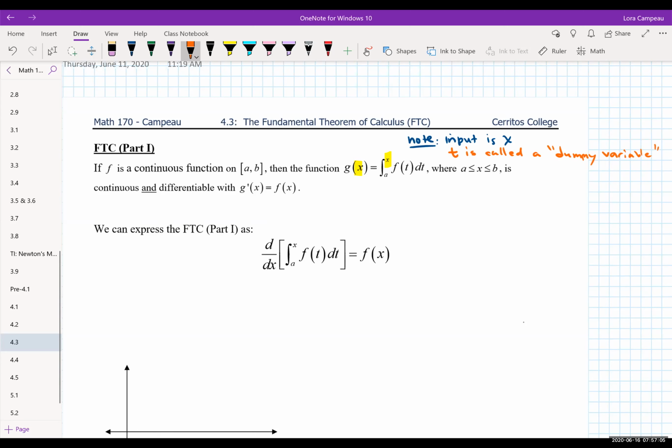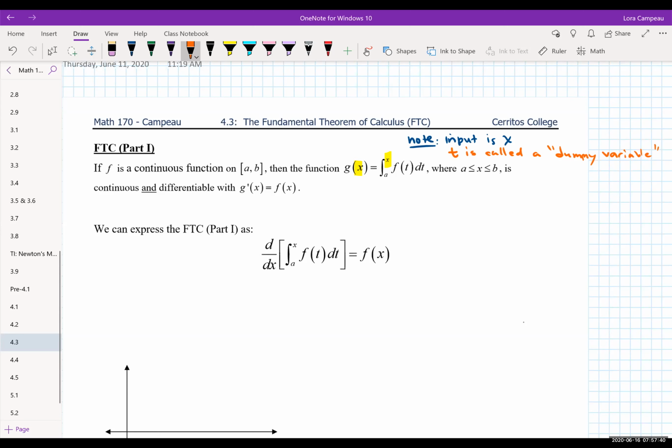So the main idea is that the upper limit of integration, you see that it's a variable this time, and it's somewhere in the closed interval [a, b]. It could be a, it could be b. And they're making sure that the function itself, g of x, is continuous as well, and it's differentiable. When you take the derivative of it, you're going to get the integrand first. I'll see if I can notate it this way.